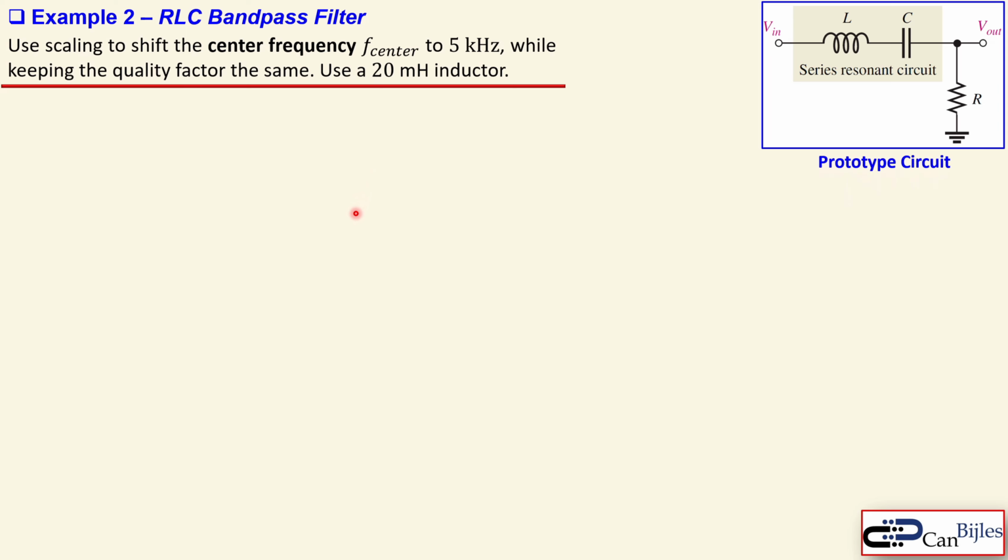So again, this is the prototype circuit. And when you now look at the solutions for the calculations, the prototype circuit has everything 1: 1 ohm, 1 farad, and 1 henry. So everything is here 1, 1, 1.